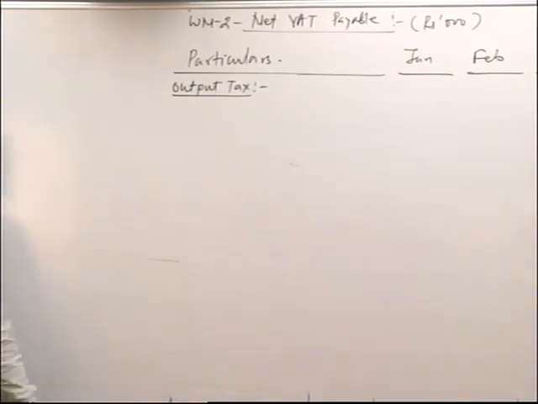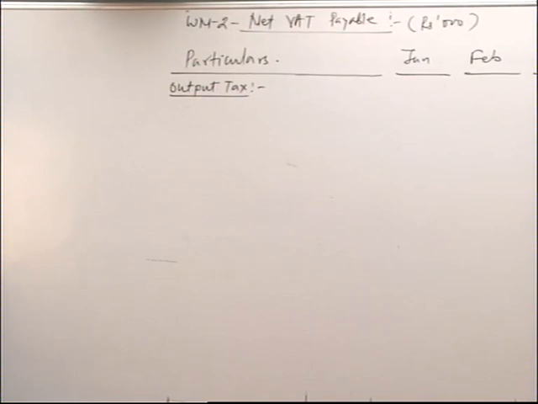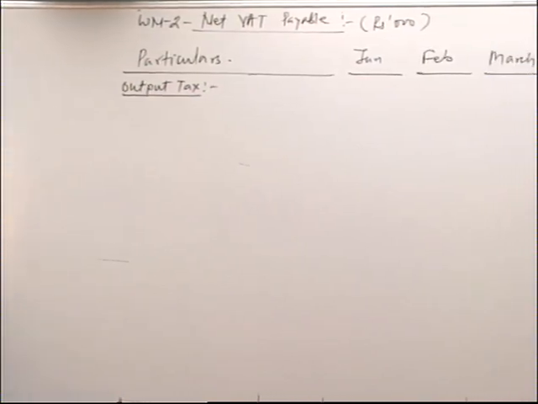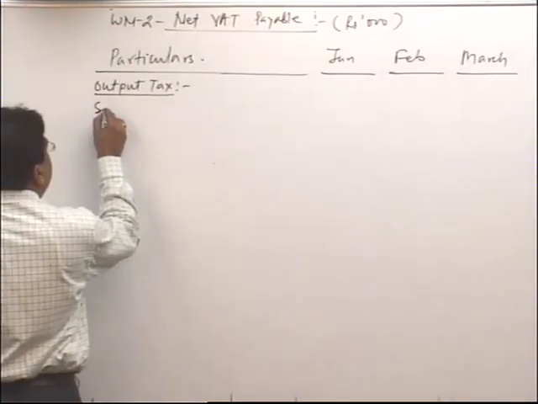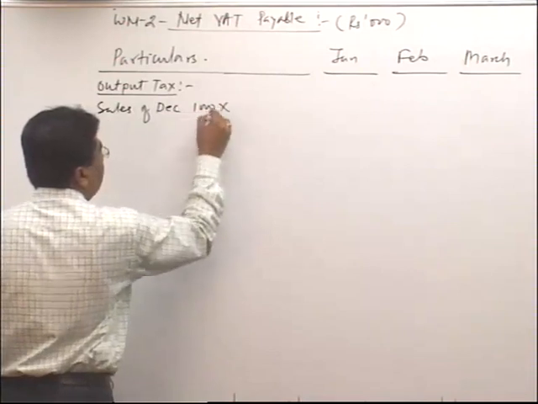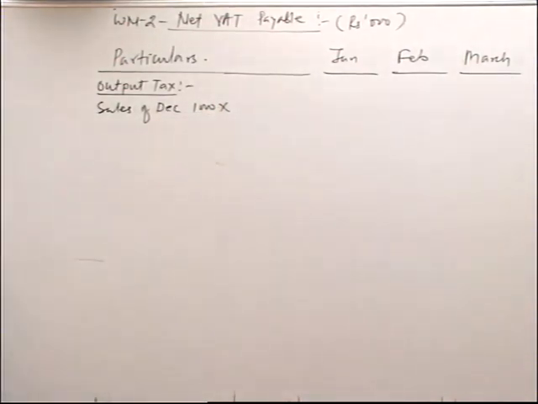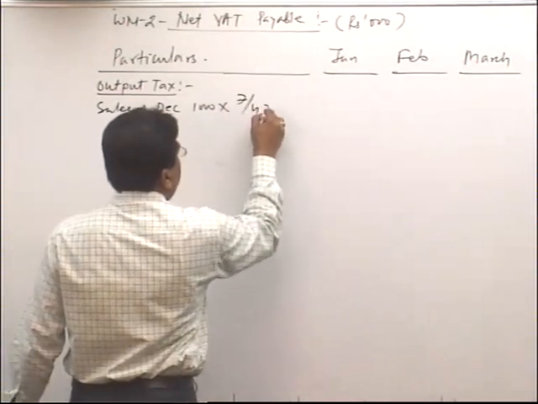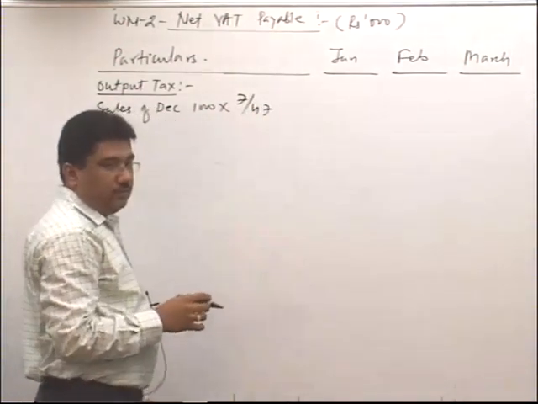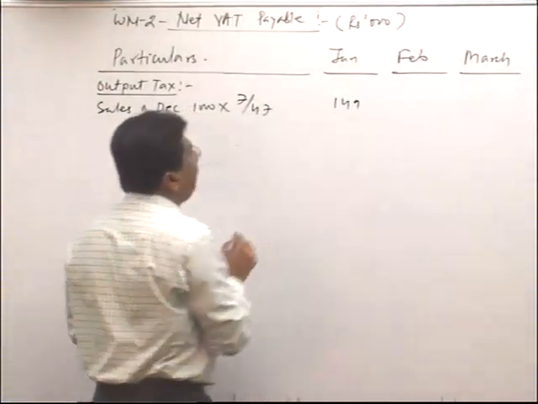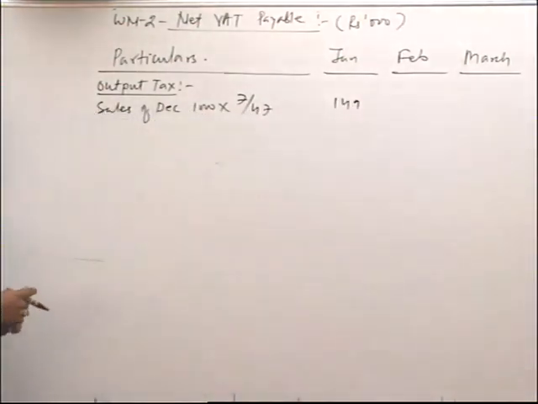Now the formula is output tax is 7 upon 47 of the sales including VAT. Now please see sales of December. Sales of December is 1000. So 1000 into this 7 upon 47 comes to 149. It will be payable in January.